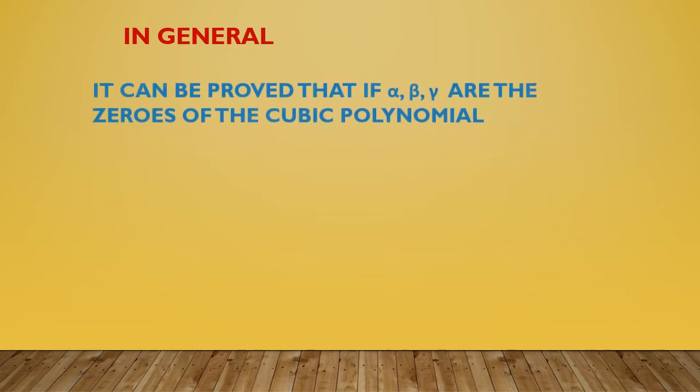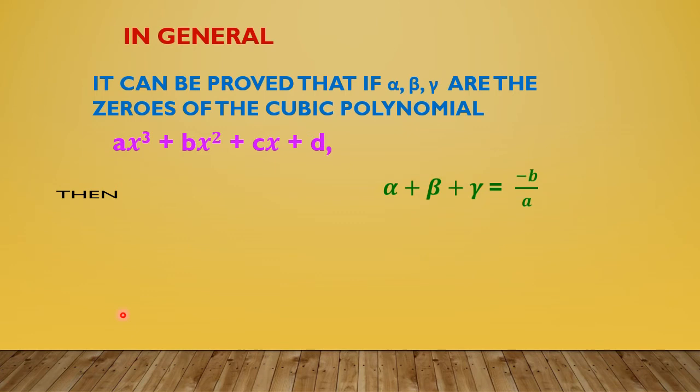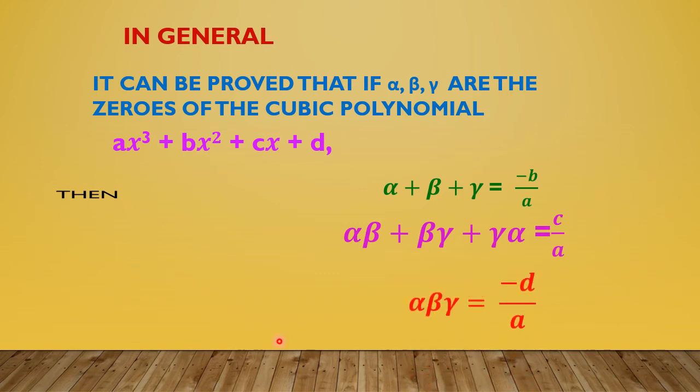In general, it can be proved that if alpha, beta and gamma are the zeros of the cubic polynomial ax cubed plus bx squared plus cx plus d, then the sum of the zeros, that is alpha plus beta plus gamma, is equal to minus b upon a. Then the sum of the product of these zeros taken two at a time, that is alpha beta plus beta gamma plus gamma alpha, is equal to c upon a. And finally, the product of the three zeros, alpha, beta and gamma, is equal to minus d upon a. Don't forget the minus sign, minus d upon a.